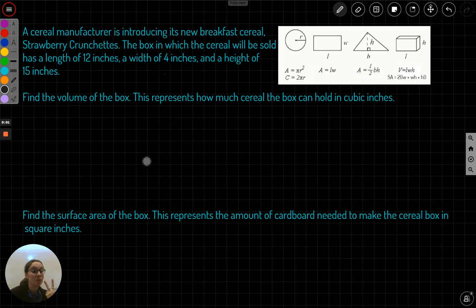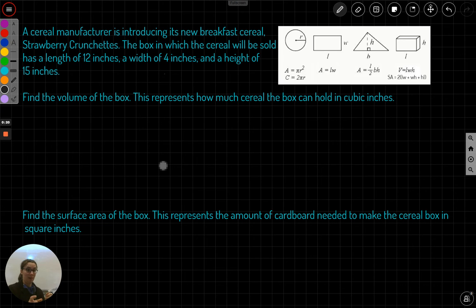This is example 2 of lesson 2.3, evaluating geometric formulas. A cereal manufacturer is introducing its new breakfast cereal, Strawberry Crunchettes. The box in which the cereal will be sold has a length of 12 inches, a width of 4 inches, and a height of 15 inches. It's a very large cereal box.